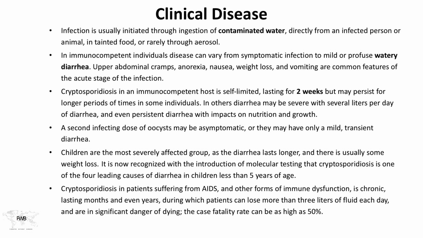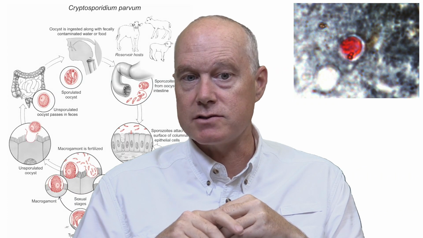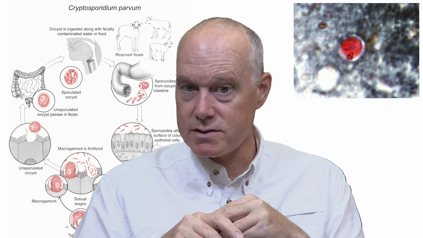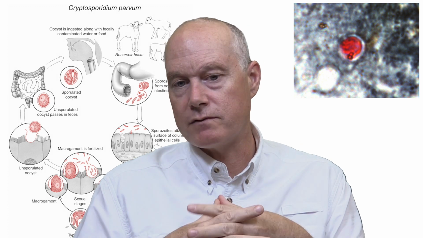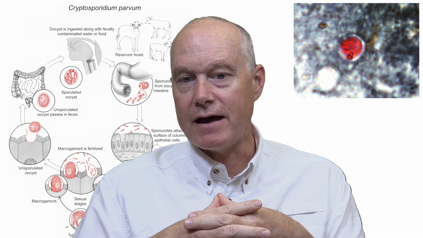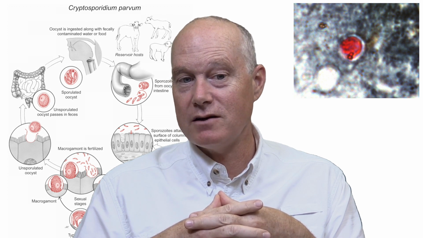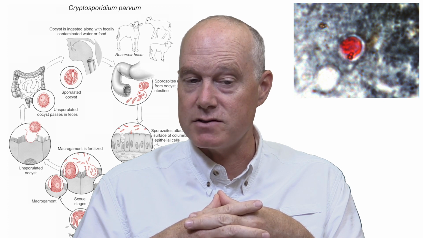Cryptosporidiosis in an immunocompetent host is usually self-limited, usually lasts for about 2 weeks, but may persist for longer periods of time in some individuals. In others, the diarrhea may be severe with several liters per day. Even persistent diarrhea can go on to impact nutrition and growth. Now, a second infecting dose of oocysts after someone's been initially infected may present with no symptoms at all, or maybe a very mild transient diarrhea. As we now know, children are the most severely affected group. In this context, the diarrhea lasts longer, and there's usually some associated weight loss. After the results of a very large study, we now recognize that cryptosporidiosis is one of the 4 leading causes of diarrhea in children less than 5 years of age.